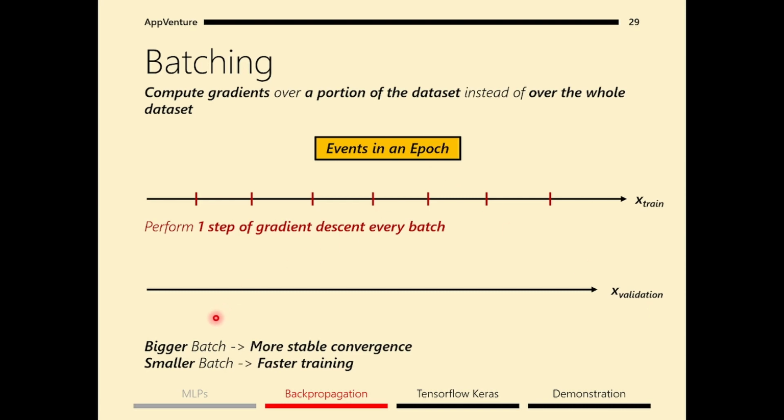Yeah, and the batch size is actually also a pretty important parameter. It affects how fast the model converges. For example, if you use a bigger batch, the convergence is more stable because the variance between each batch will be smaller.